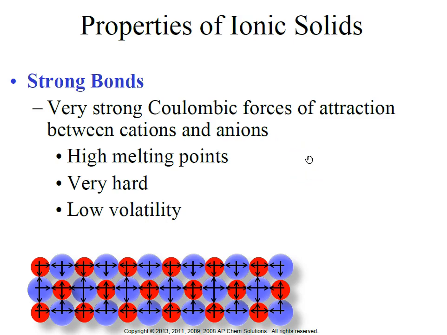Alright, let's quickly run through the properties of ionic compounds. Ionic compounds are strong bonds, and the strength of those bonds is based on that Coulombic force of attraction. They have high melting points, they are very hard, and they have a low volatility. Volatility is the ability of something to turn into a gas. These compounds do not turn into gases very easily, so their volatility is low. Whereas a liquid like gasoline that you put in your car has a high volatility. It's changing into a gas, like an actual vapor, very easily.